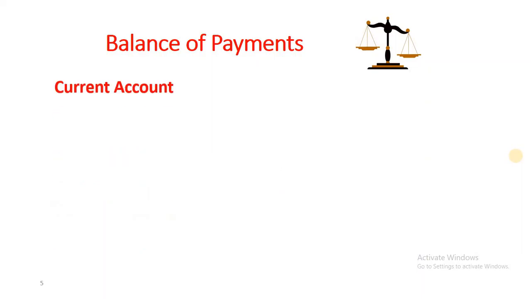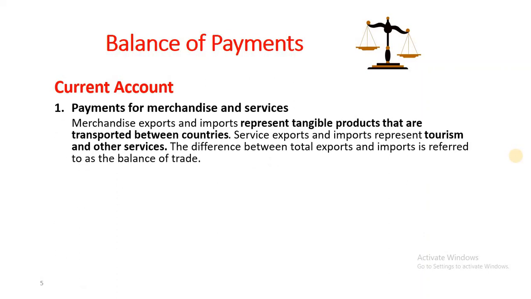Now let's look at more detail on current account. First of all, current account includes payments for merchandise and services. Payment for merchandise and services includes the export and imports of tangible products that are transported between countries. It also includes tourism and other services.